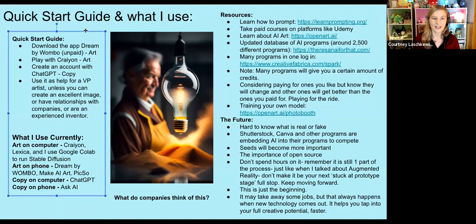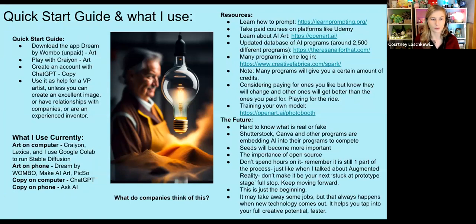I would recommend downloading the app Dream by Wombo. It is free. I would recommend playing with Crayon that you guys saw earlier and might have been on through this presentation. I would recommend creating an account with ChatGPT. That's for the copy. That's the text to text compared to text to art. I do sometimes, and you can try this if you want, use it as help for having a good blueprint or a mock-up for a virtual prototype artist. And unless you can create a really excellent image or have really strong relationships with companies or are an experienced inventor, I don't usually recommend using the actual images on your sell sheet.